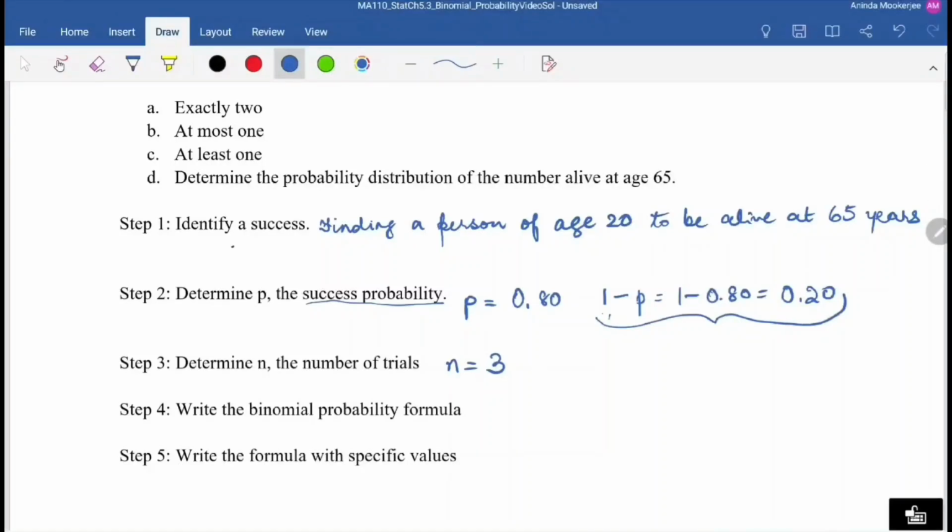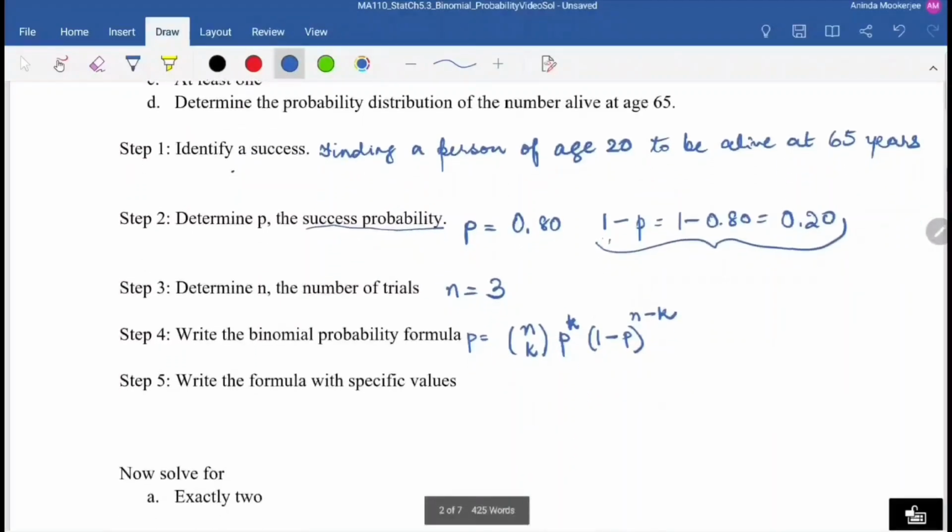For that, you need to look up your formula sheet. And this is the formula. The probability formula is N combination K times P raised to the power K times 1 minus P raised to the power N minus K. K is the bottom value in this binomial coefficient notation.